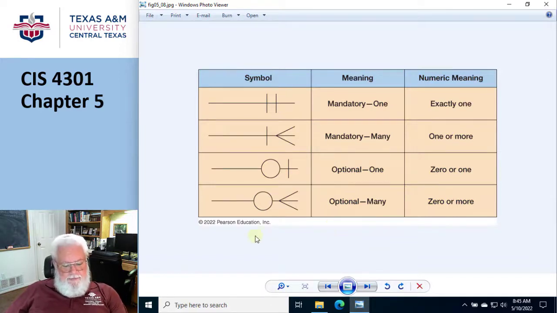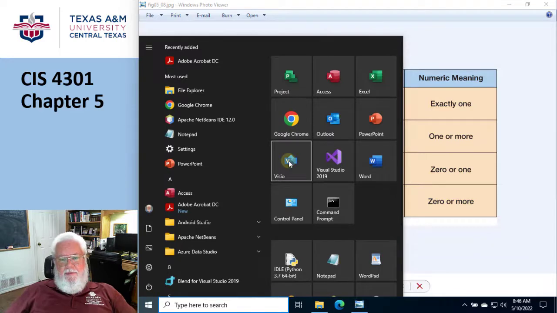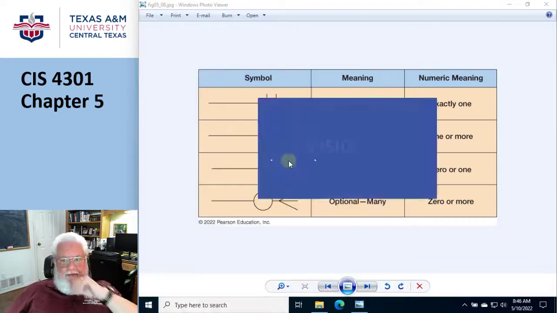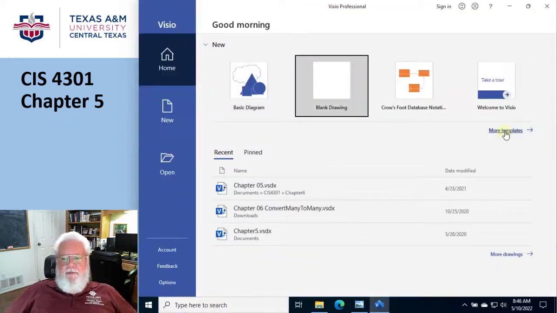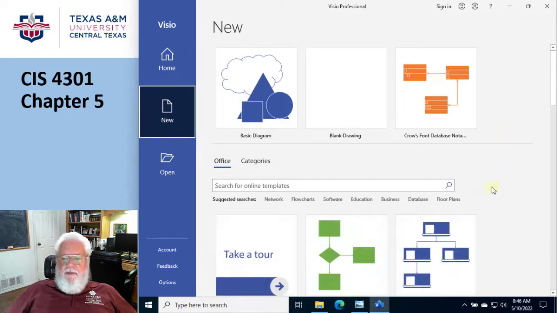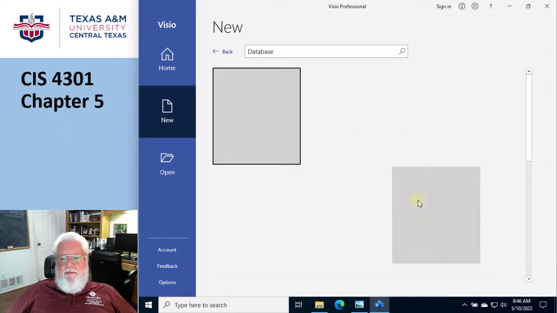Okay, what I'm going to do now is I'm going to launch Visio, and we're going to do one. All right, so here we go. I have it on my start menu, but if you don't, that's okay. Launch this guy. Let's do it with a template. So I'm going to get templates and go down here, and there's one for network and flowcharts and software and education. Ooh, here's one called database. I'm going to click on that.